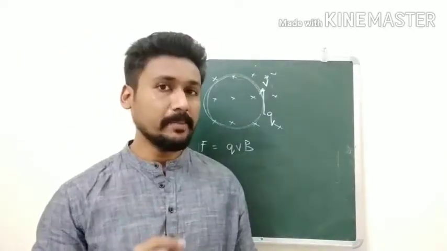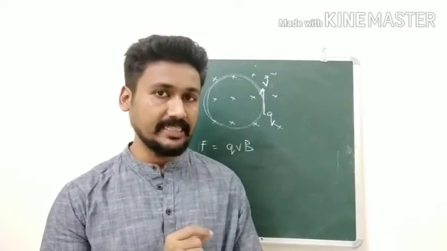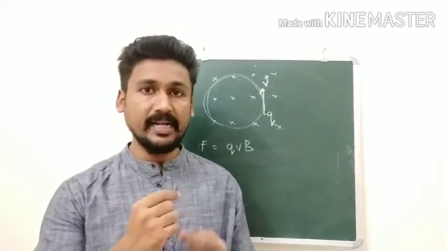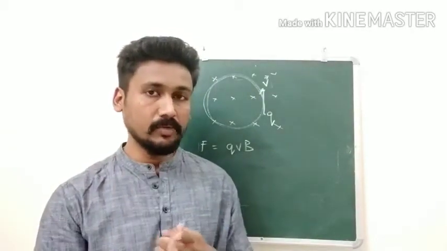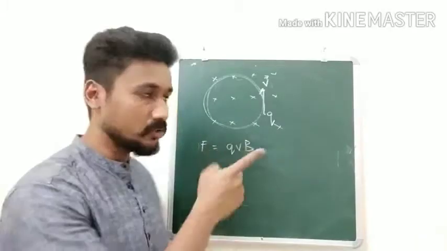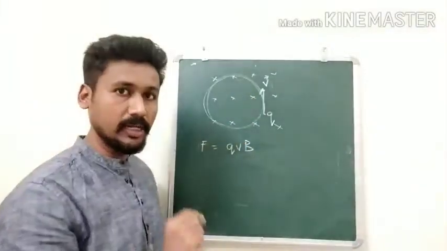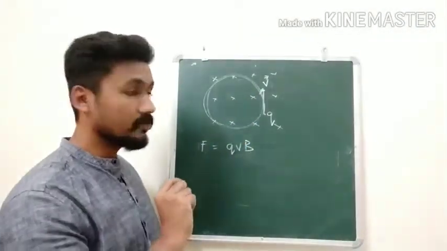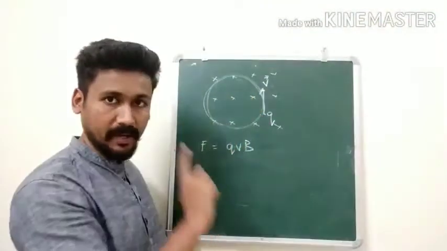Sometimes this question is asked in the exam, that if a particle is moving perpendicular to the field, what will happen to its motion? It will go in a circular path, remember. What will happen if it is not exactly perpendicular?